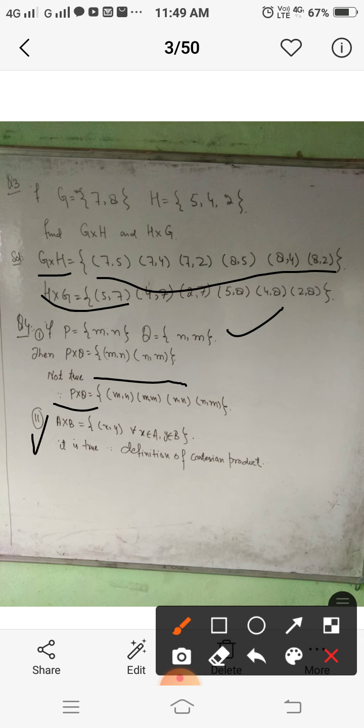Similarly, the second statement, actually question number 4, we have to decide whether it is true or false. Now the second is: A cross B equals the set of all ordered pairs whose first entry is from A and second from B. So clearly it's a true statement because it is the definition of the Cartesian product of two sets.